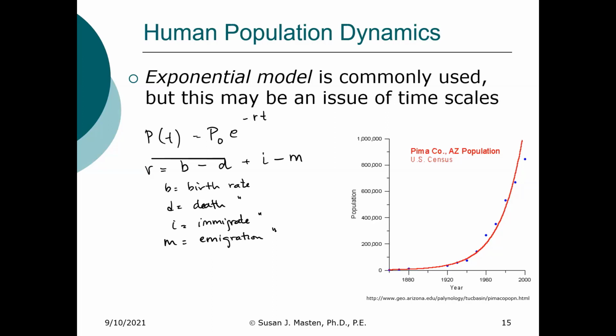One of the things to be careful of, though, is the time scale. If we look at the population from 1860 onward, it looks pretty exponential. If, on the other hand, we only look at the population from about 1960 and we plot it here, it looks linear. So the time scale plays an important role in determining your rates.